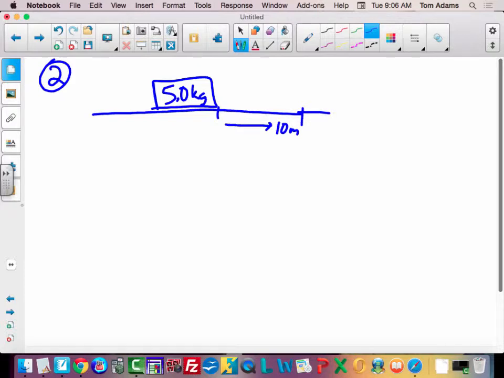And then it gives us the coefficient of kinetic friction. So that would be mu sub k is equal to 0.2. Oh, so it's not frictionless. It does have friction. And then it says, what's the work?